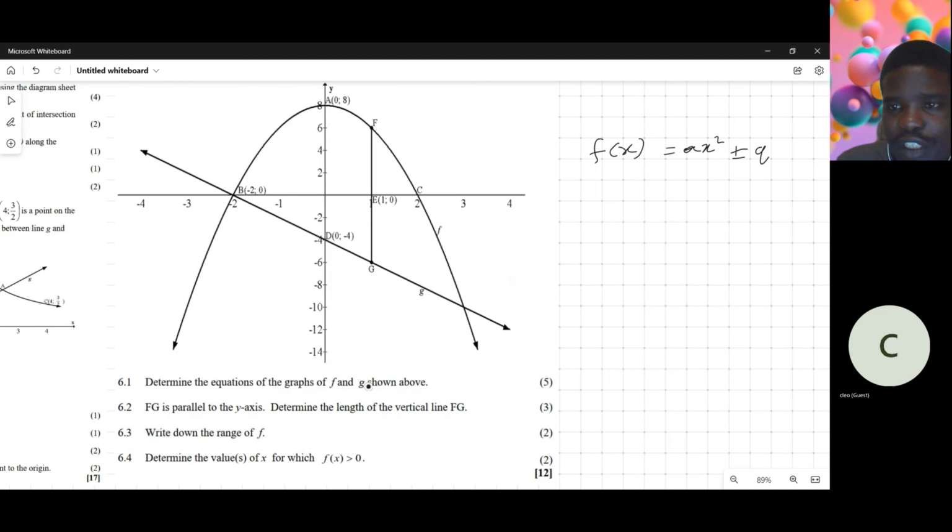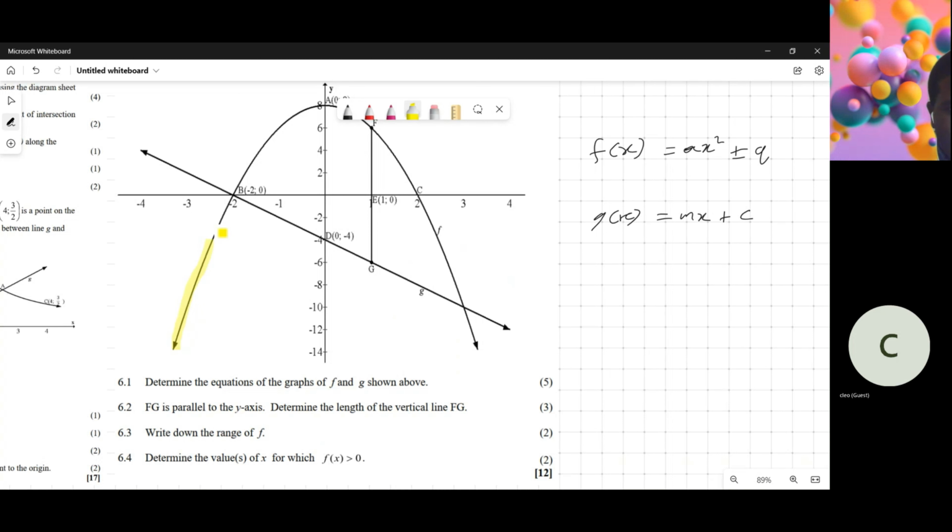Determine the equation of F and G. So F is a parabolic graph, and then G of X is a straight line. That is mx plus C or Q. So here it's our parabolic graph. By looking at this graph, I can tell that A is negative.